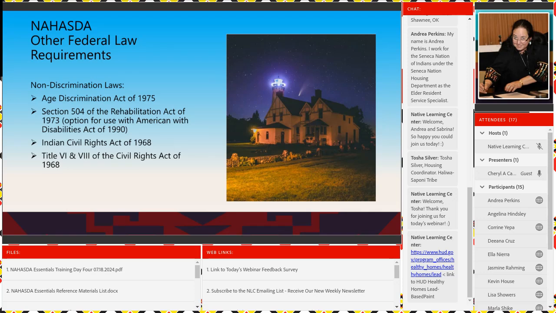We have to also follow non-discrimination laws. The Age Discrimination Act of 1975, Section 504 of the Rehabilitation Act of 1973, option for use with the American Disabilities Act of 1990, the Indian Civil Rights Act of 1968, Title VI, and Title VIII of the Civil Rights Act of 1968.